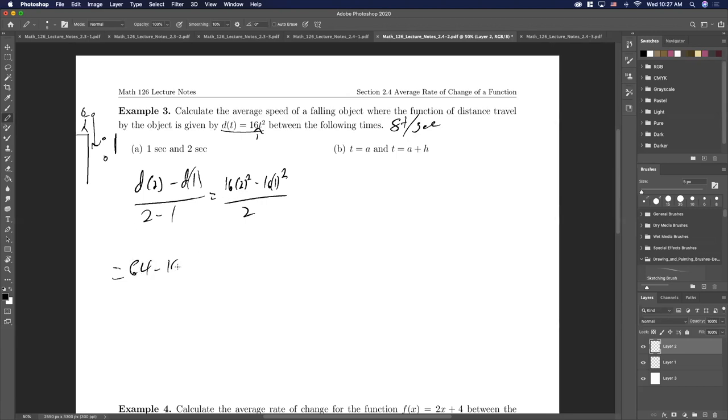64 minus 16. This distance is in feet, just so you know. This is in feet, so this is in seconds. So the distance here is going in feet, so our rate of change will be in feet per second as we want. What do they call that? Unit analysis? No, dimensional analysis in physics. You may not have even had a physics class which does that yet. Over 1, so this equals 48 feet per second. Okay. So this is how you do that.